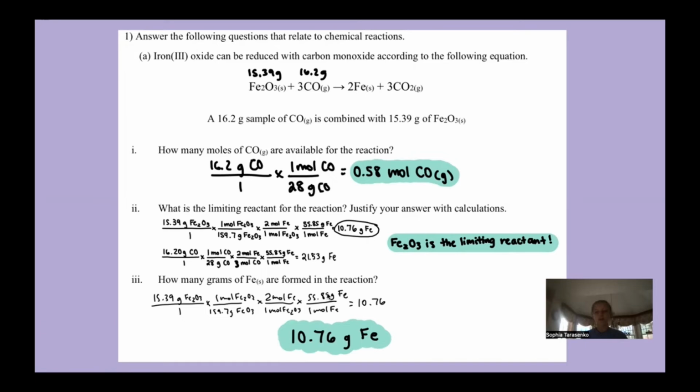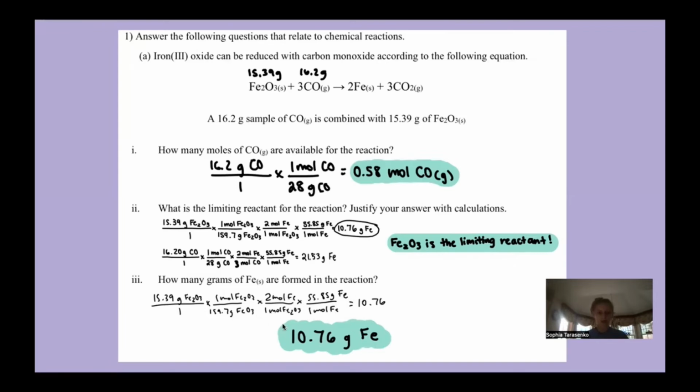And for part 3 of question 1, it was honestly another stoichiometry question, and you're going to convert the grams of the iron 3 oxide into the grams of the Fe. And these grams cancel out, leaving you with moles, but then these moles cancel out, leaving you with grams of Fe.